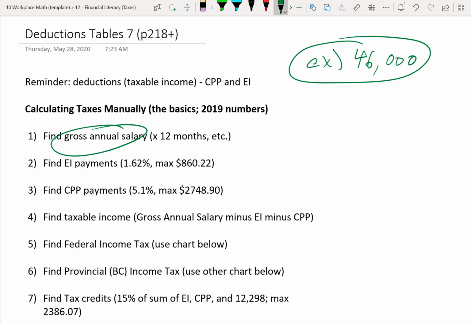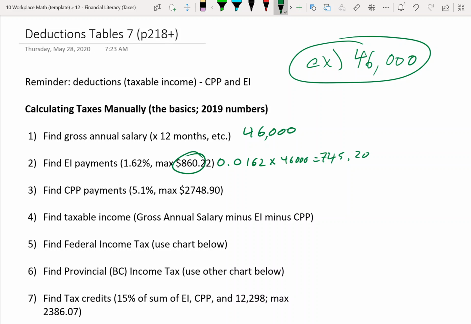First, find your gross annual salary. I gave it to you, but if you had a monthly salary of like $1,200, you do $1,200 times 12 months or something. So ours is 46,000. Cool. Now we need to find the EI payments. So that is 1.62%. So I'm going to do 0.0162 times 46,000. So that gave me $745.20. Now there is a maximum of that. So if you earned more money, it can never be higher than that.